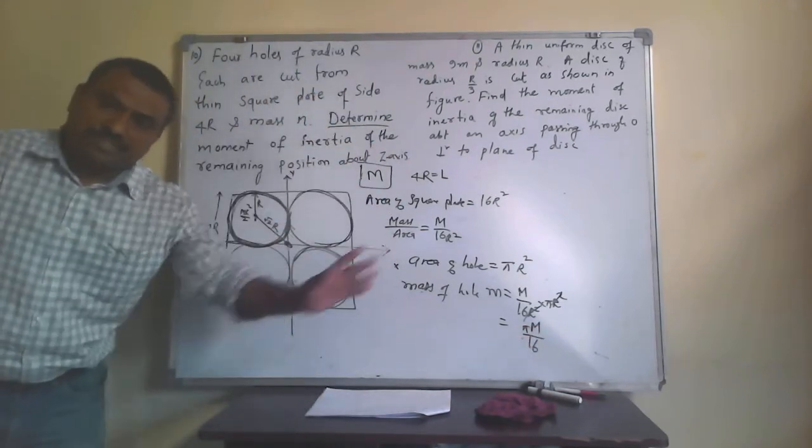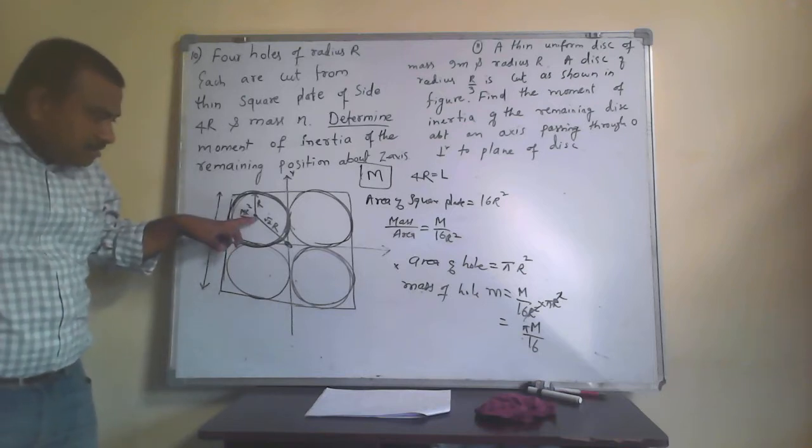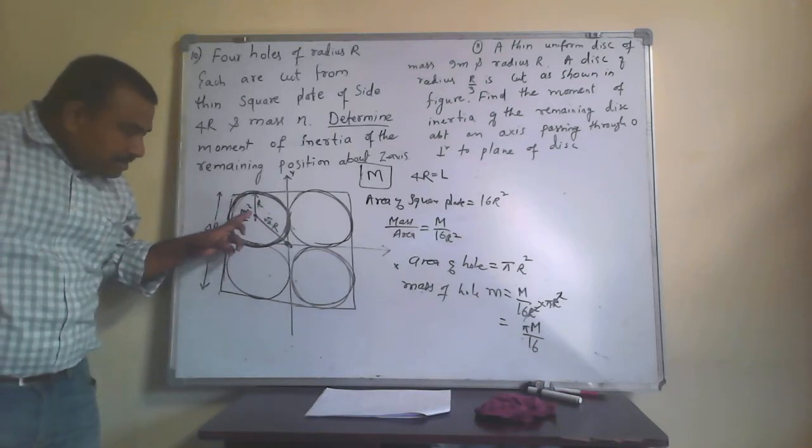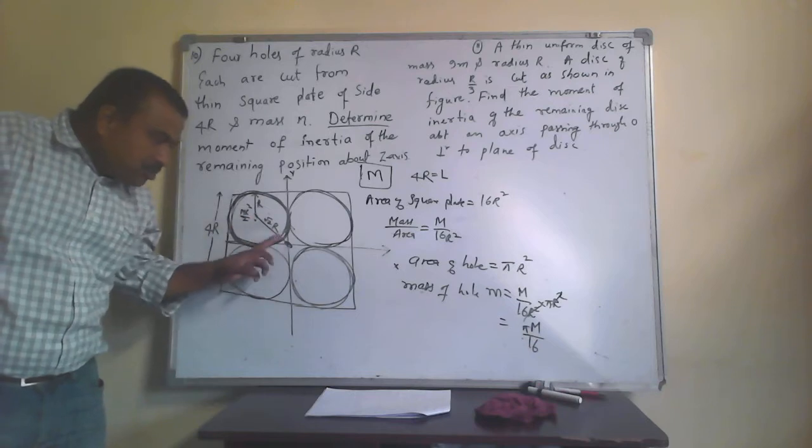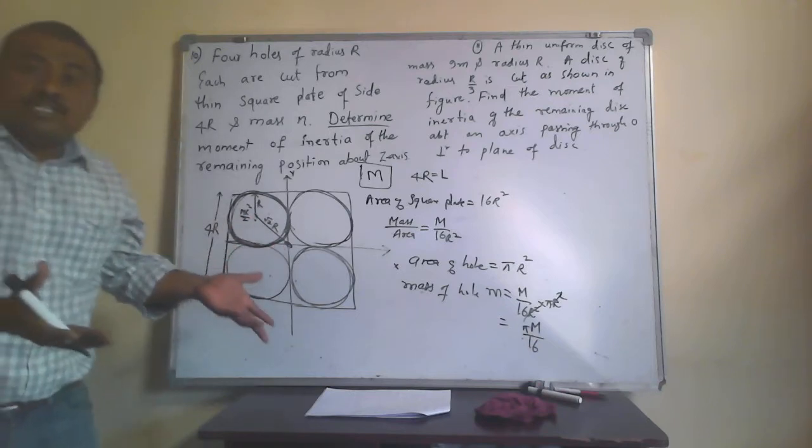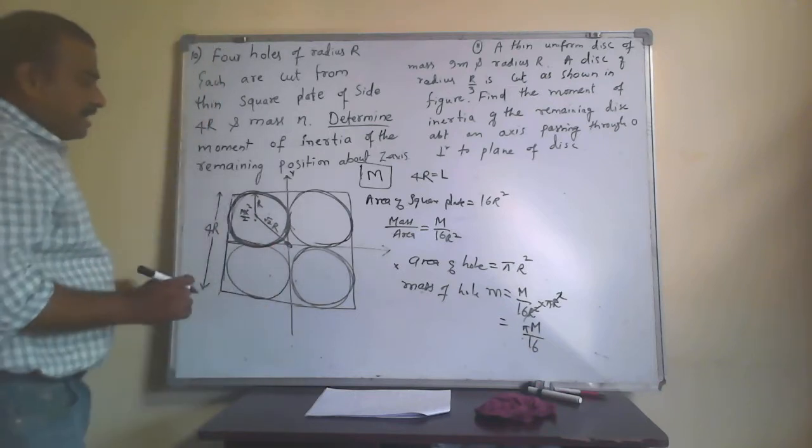Half of the work is completed. I have got the mass of the hole and the distance of the center of the hole from the center of the square. Now I can apply the parallel axis theorem. How can I apply the parallel axis theorem?